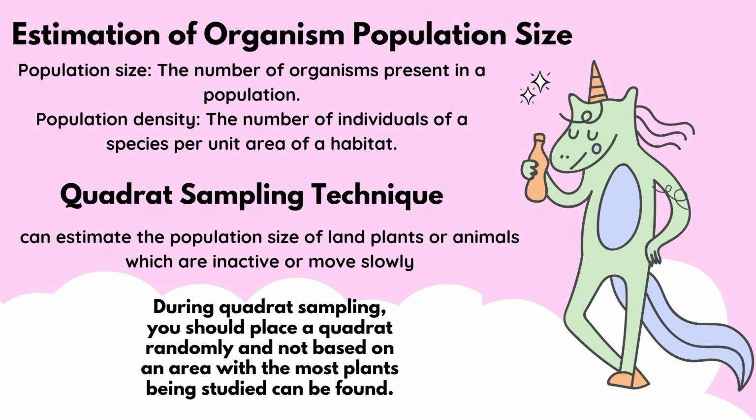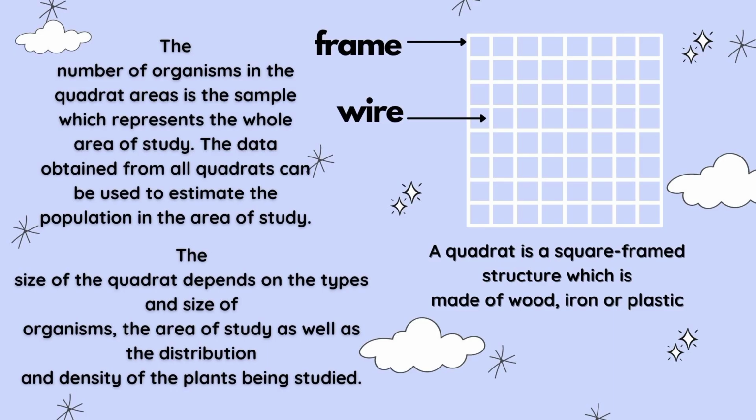Here's a tip. During quadrant sampling, you should place a quadrant randomly and not based on an area where the most plants being studied can be found. The number of organisms in the quadrant areas is the sample which represents the whole area of study. The data obtained from all quadrants can be used to estimate the population in the area of study. The size of the quadrant depends on the types and size of organisms, the area of study, as well as the distributions and density of the plants being studied.